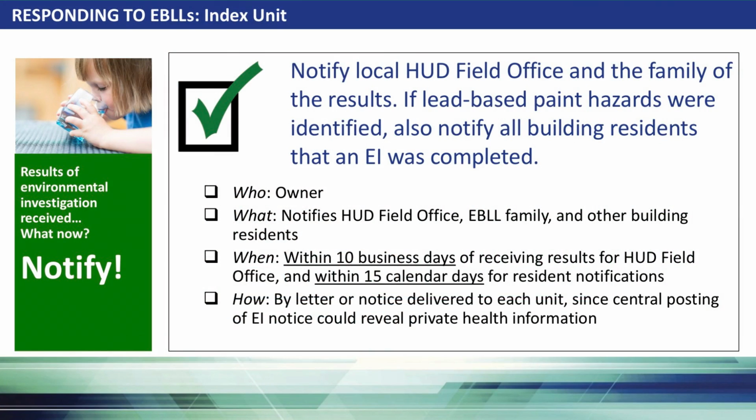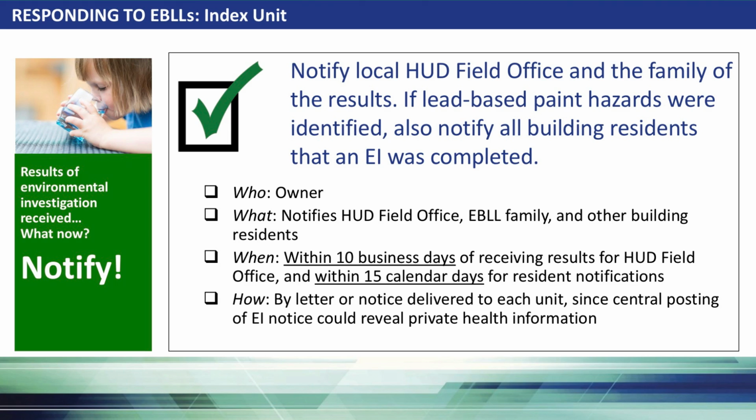Upon receiving the results of the environmental investigation, the owner has 10 business days to notify the HUD Field Office and 15 calendar days to notify the family of the results. If the EI identifies lead-based paint hazards, the owner must also inform other building residents that an environmental investigation was completed and must do so within 15 calendar days of receiving the report.